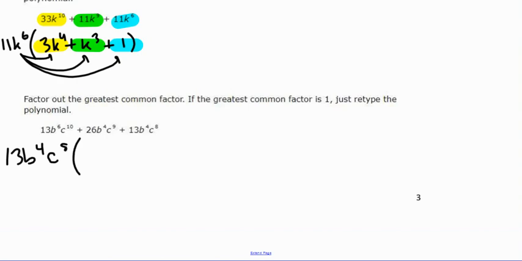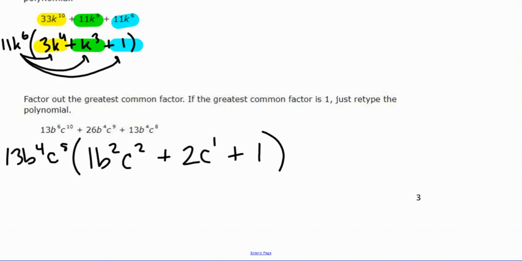So 13 times 1 gives me 13. B to the 4th times b squared gives me b to the 6th. C to the 8th times c squared gives me c to the 10th. Bring down your plus sign. 13 goes into 26 twice. B to the 4th is already there. C to the 8th times c to the 1st will give me c to the 9th. Next, 13 goes into 13 once. B to the 4th goes into b to the 4th once, so I don't need to carry anything over there. C to the 8th goes into itself once, so that's it for that last term.